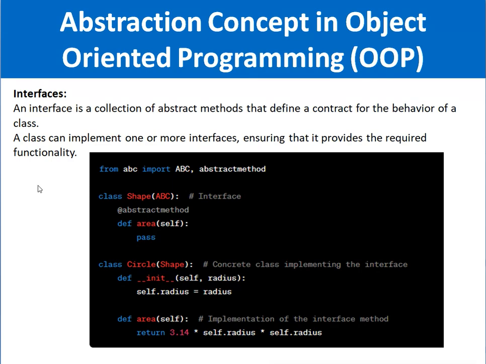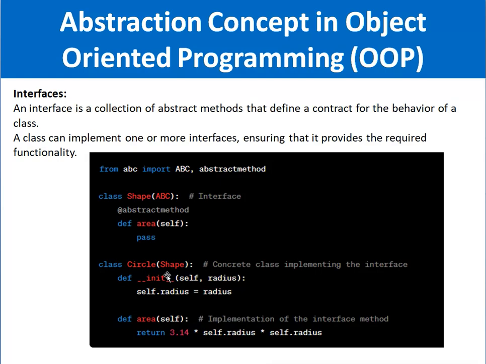Then interface. Now what is actually an interface? An interface is a specific type of abstraction because it's a collection of abstract methods that define a contract for the behavior of a class. A class can implement one or more interfaces, ensuring that it provides the required functionality. See from here, class shape, this is an interface. Abstract method, define area, self pass.